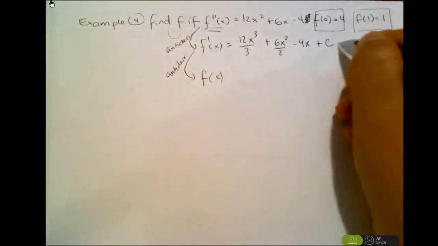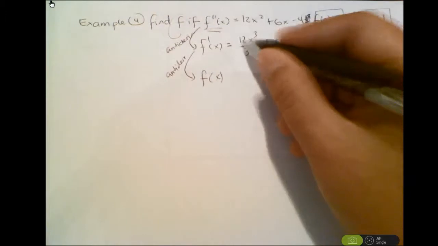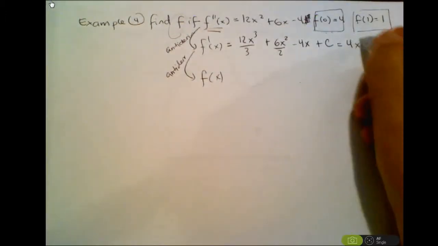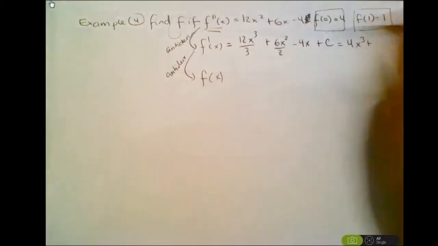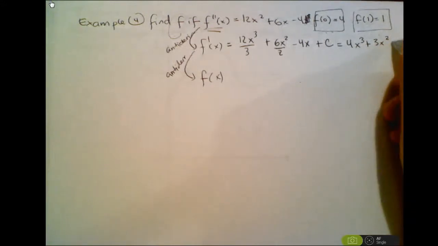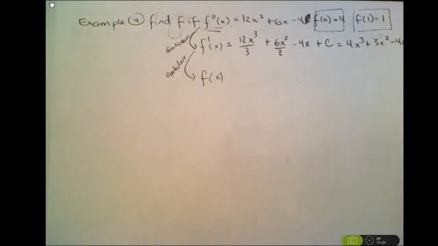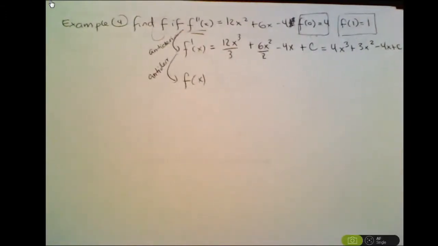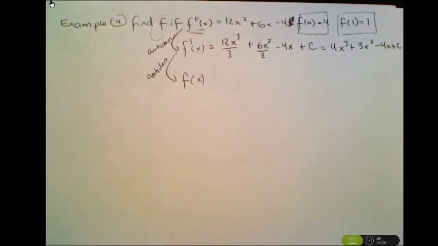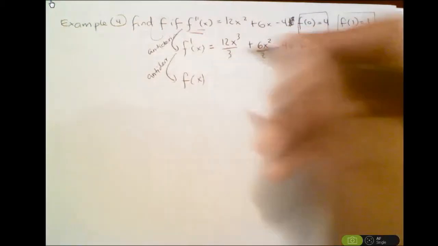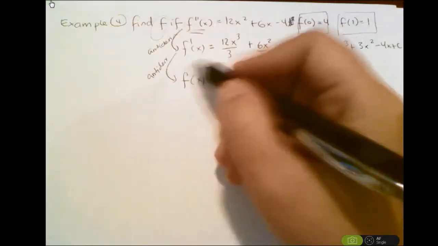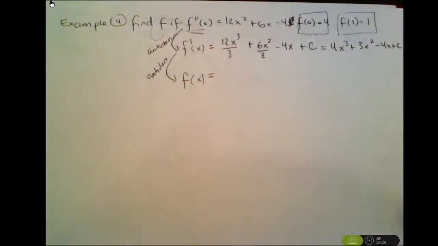Naturally, if I see this expression, I can cancel out the 12 with the 3, and that will give me 4x cubed, and the 6 with the 2, and that will give me 3, so that I have a simpler function to find the antiderivative of. Alright, so now I have that, and now let's do it one more time. I'm going to find the antiderivative of this expression.